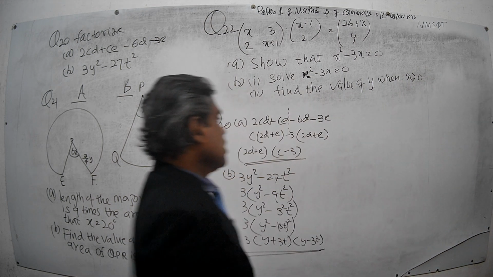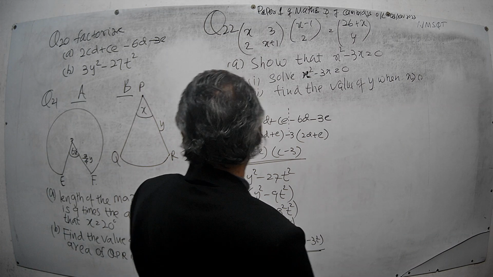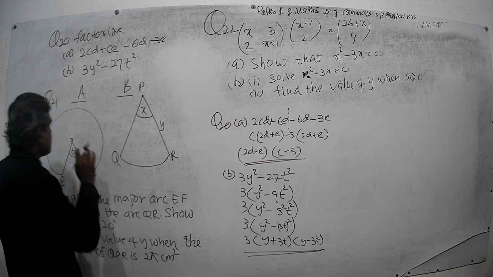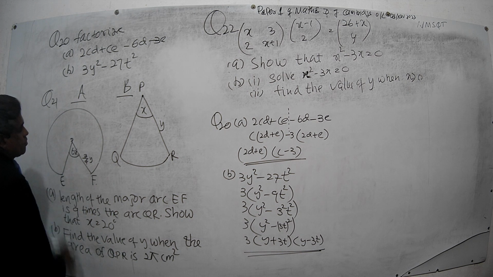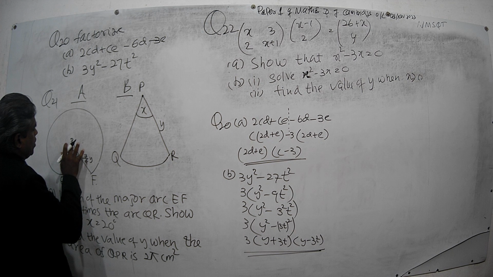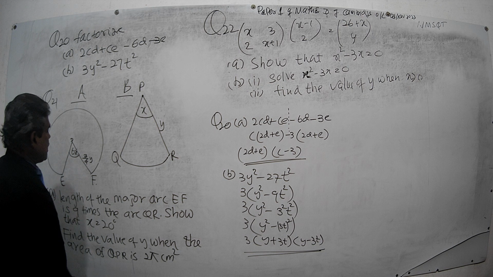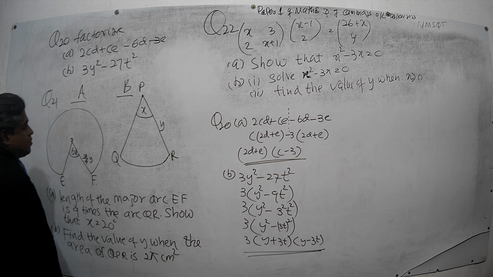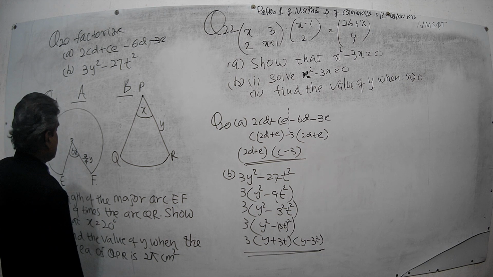Okay. Now question 21. When it comes to question 21, here there are two diagrams given, A and B. Diagram A is a sector of a circle. This angle is 6x. Then its radius is 3 over 4y. Its radius is 3 over 4y, right?